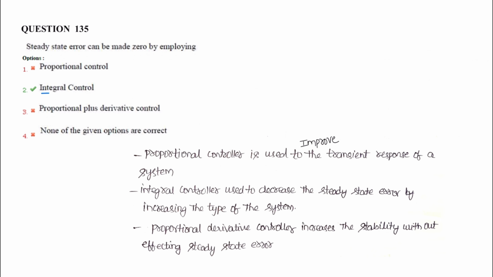Next question: steady state error can be made 0 by employing. The integral controller is used to decrease the steady state error by increasing the type of the system. Similarly, the derivative controller increases the stability of the system without affecting the steady state error. Correct answer is option 2. Steady state error can be made 0 by using an integral controller.